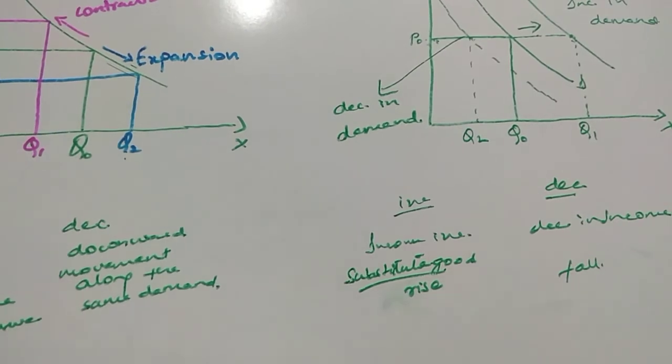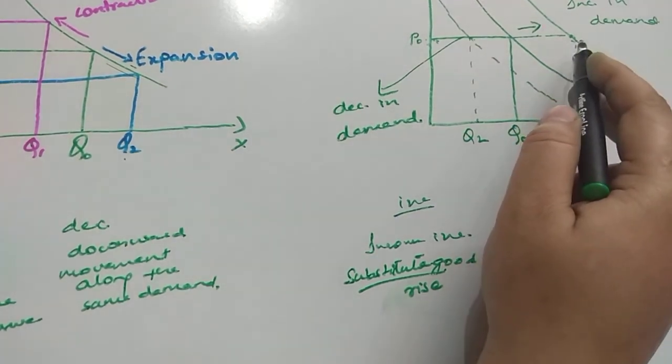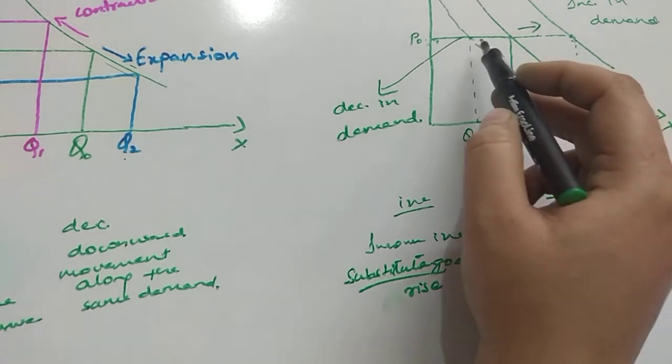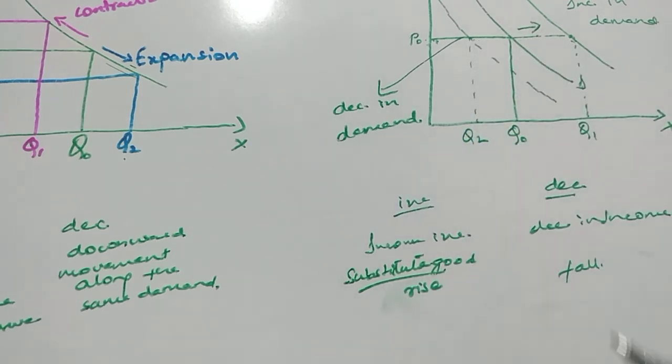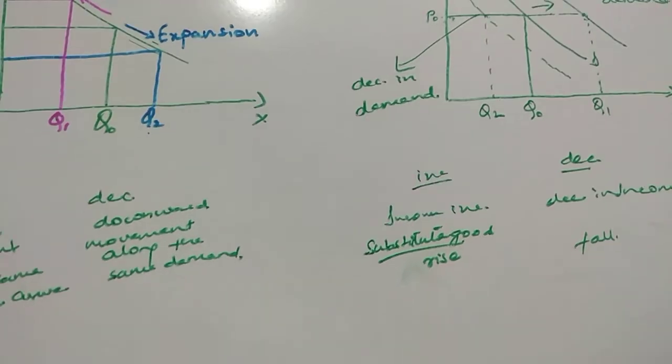Similarly, you can take the price of the complementary goods, taste and preference. If the people's taste and preference change in favor of the commodity, demand will increase. And if the taste and preference changes away from the commodity, the demand at the same price would decrease. So this is how you'll write the difference between increase and decrease in demand.